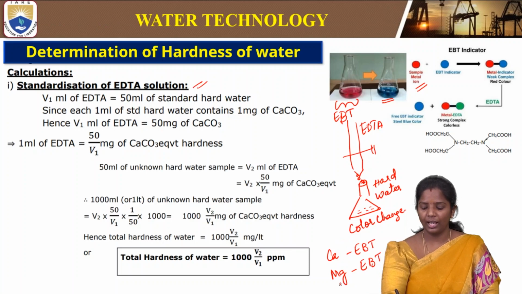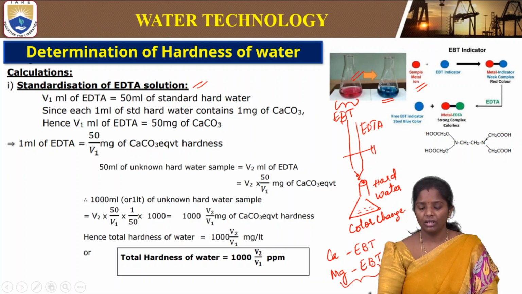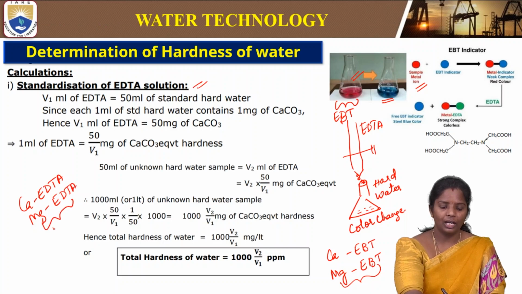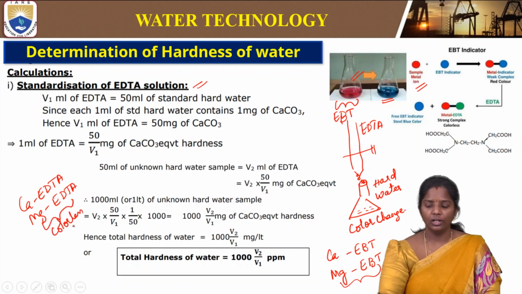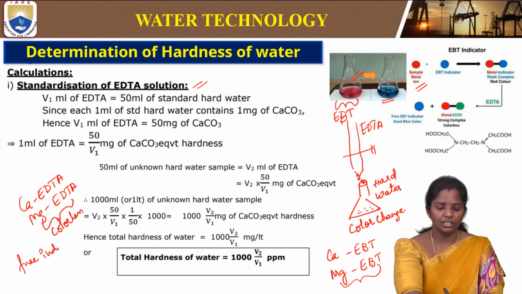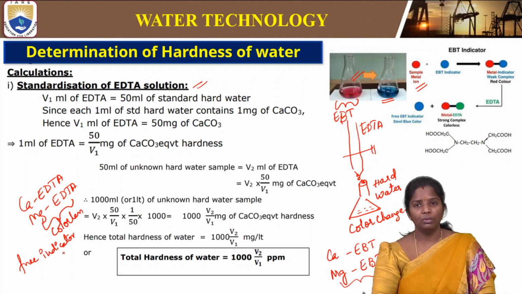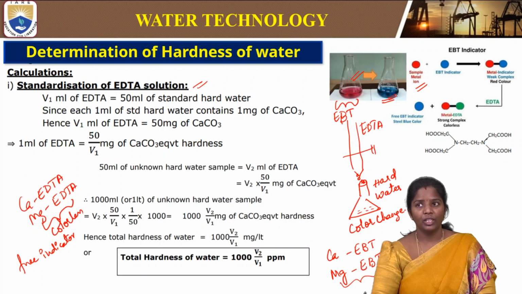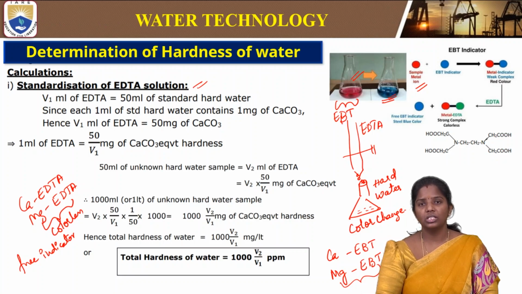So magnesium-EBT or calcium-EBT is wine red in color. That is why it is wine red in color. And after titration, it forms calcium-EDTA and magnesium-EDTA. So this is actually colorless. So what is the blue color that is appearing? It is just the free indicator that is present in the solution. So it means that all the ions are complexed with EDTA and the indicator is free now. That is why it is giving this blue color. So this is the titration method we will be using to determine the hardness of that particular water sample.